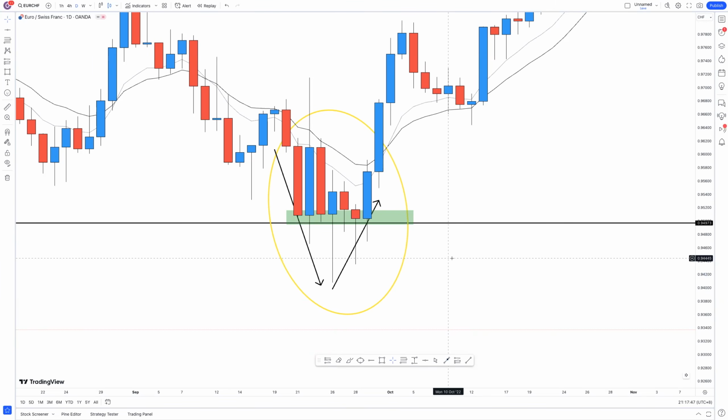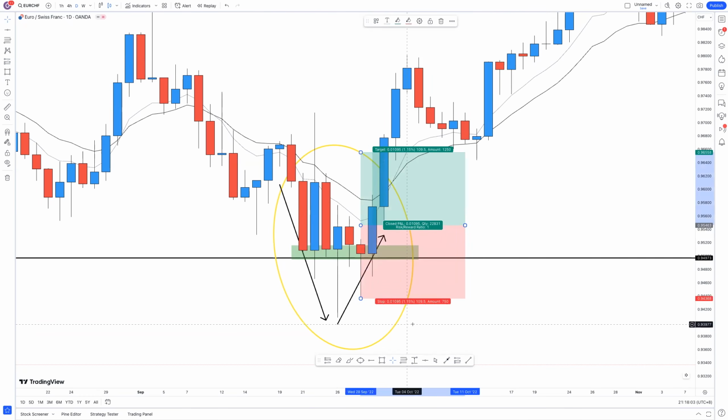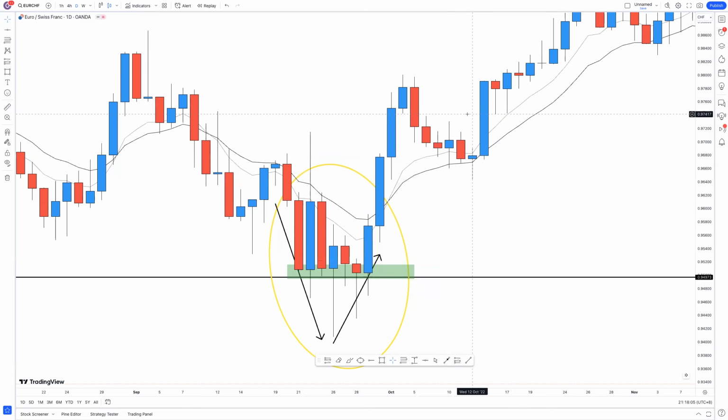What does this mean? This means that price is not going to break past the support level and price is potentially going to reverse and hit back up. In that case, easily you could have entered for a buy somewhere right around here. Easily. So once again, let's look at another example.